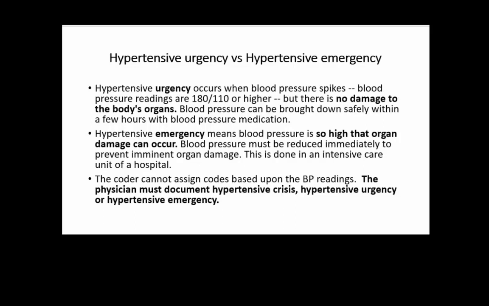Just as a reminder, the coder cannot assign codes based upon the blood pressure readings. Let's say the physician says the patient is hypertensive, and you see a 180 over 110 or 120, and you think, oh, I'm going to code hypertensive urgency. You can't do that. The physician has to document whether it's hypertensive crisis, hypertensive urgency, or hypertensive emergency.